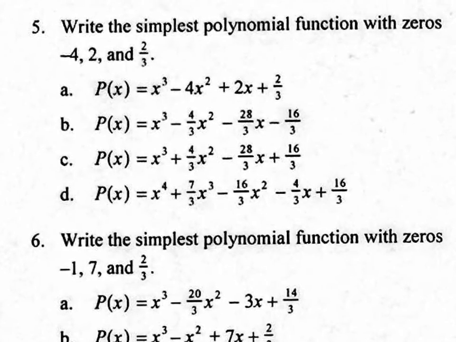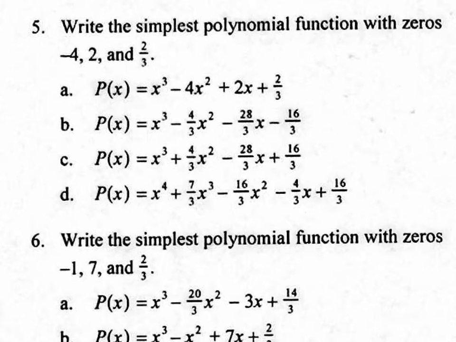Make sure you get it right. Number 5, write the simplest polynomial function with the zeros -4, 2, and 2/3. Now keep in mind, what are zeros? I don't know if you remember what zeros are.